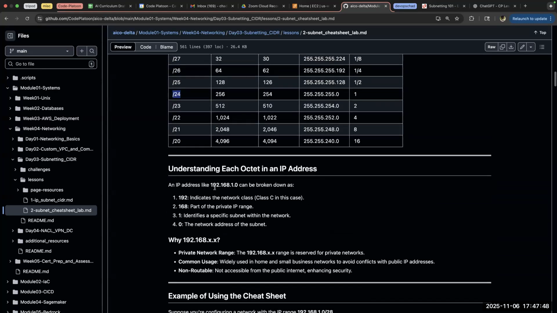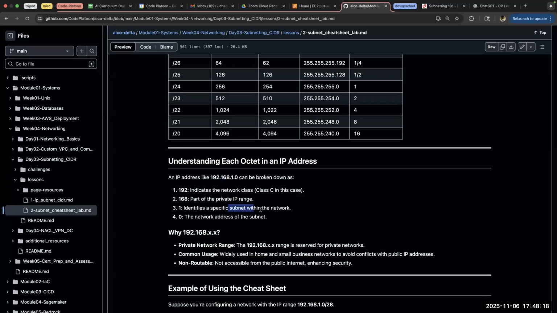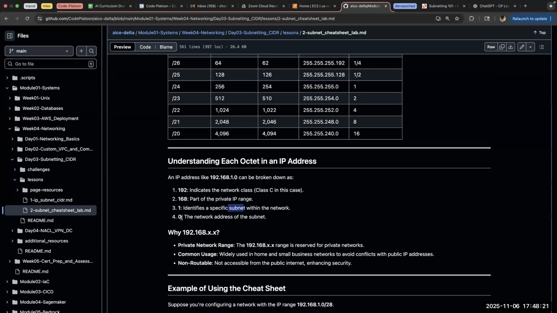So these are your octets, and this breaks it down. This indicates a class C network, and all class Cs are 192s. This part is the private IP range. This would be your site, the physical site. This is your VLAN, the subnet VLAN right here. And then this is your network address.